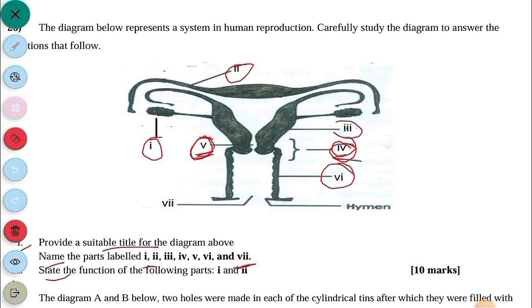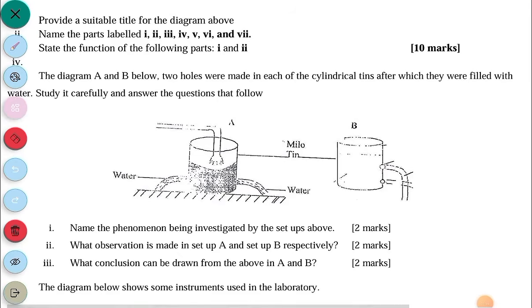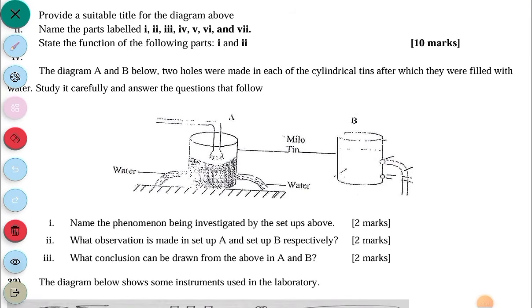The next one says, state the function of I and II. Okay, I, which is the ovary, releases egg periodically, or is a site for release of egg. And then II, it is where fertilization takes place. Next question says the diagram A and then B.